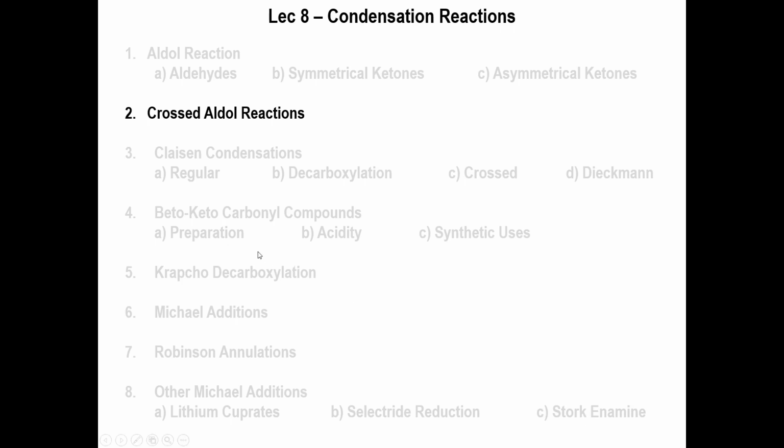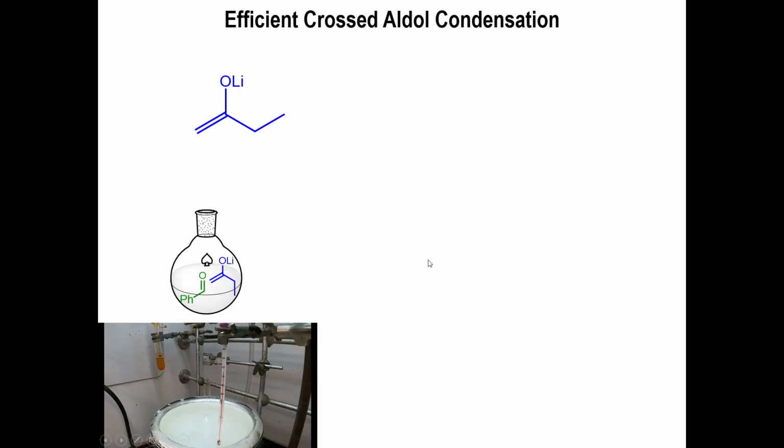Hello again. Let's talk about crossed aldol reactions. The moment you have this word introduced into the title, crossed aldol, what that means is that you're going to be reacting different types of carbonyl compounds with each other. So for instance, here we have the enolate version of 2-butanone, but we might want to react this with, let's say, an aldehyde, so a different molecule altogether, in order to form the corresponding beta hydroxy carbonyl compound.